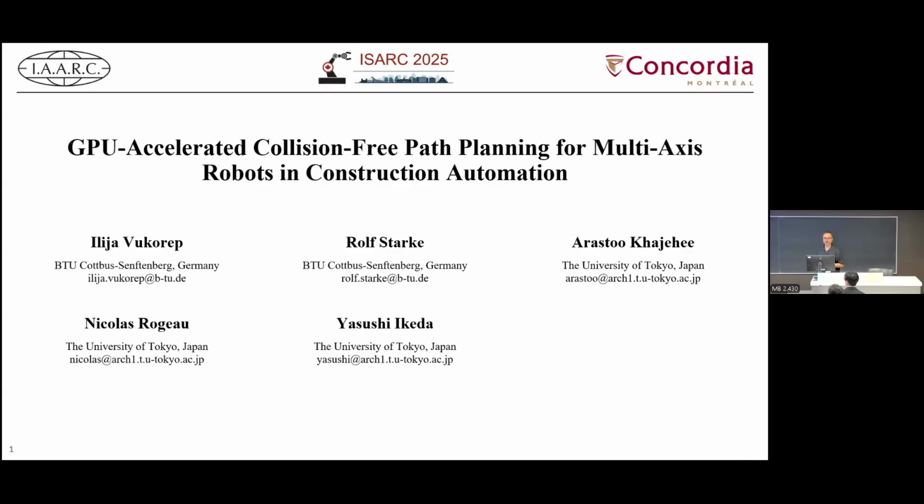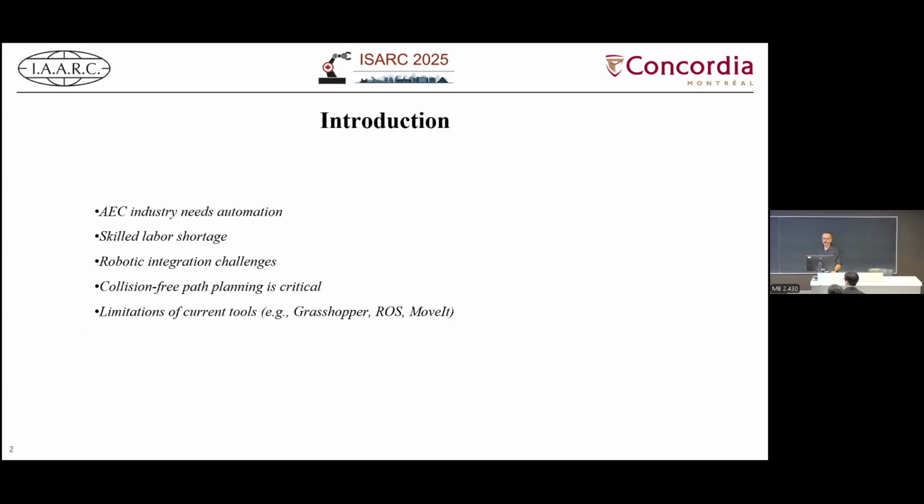Collision-free, that's the same thing that we had before. How do we avoid obstacles? And so we all know AEC industries need, in fact, automation, and this is really a kind of problematic thing. And we hope to navigate this problem with robotics and to boost our production in AEC. It's really a kind of critical thing.